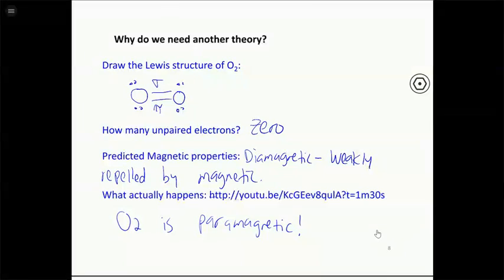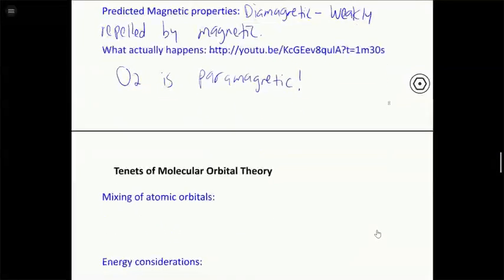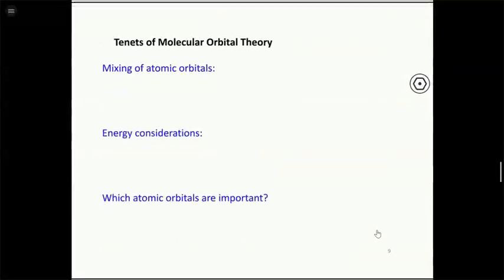All right, so if valence bond theory doesn't correctly predict that O2 is paramagnetic, we need a new theory that would predict that as well. So that's where we get to what's called molecular orbital theory. And this is one of the more complex topics we'll get to in this course, but as we'll see, the types of questions we'll ask you about it are not too in-depth.